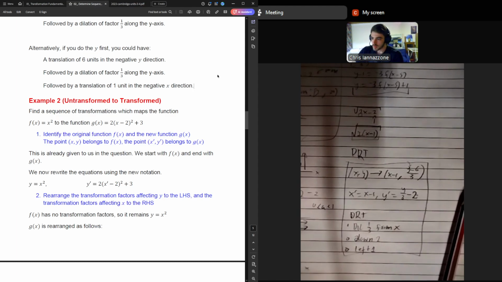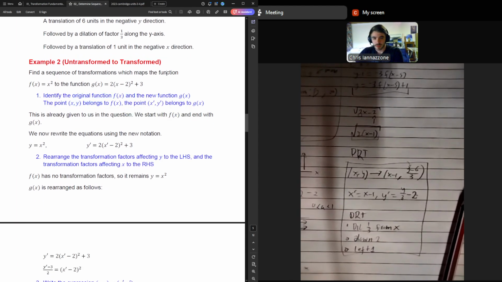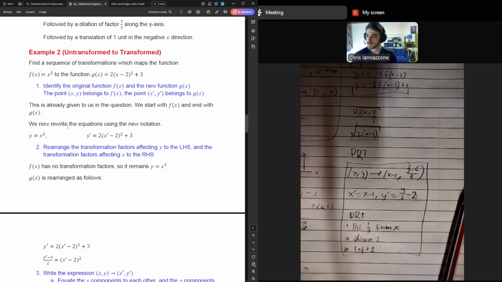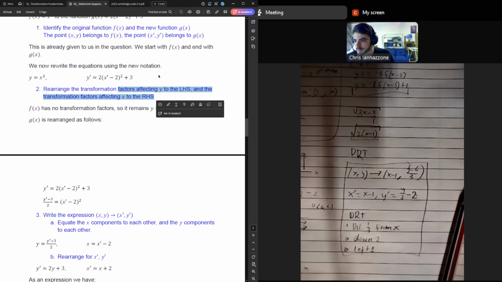So, step 1, once again, where are we starting? Where are we going? We're starting at f and we're going to g. Untransformed to transformed. So, g is going to get our y dash and our x dash. Y is going to get the f of x. From there, again, everything that affects the y goes on the y side, everything that affects the x goes on the x side. Nothing is going on here, so you leave it as is.